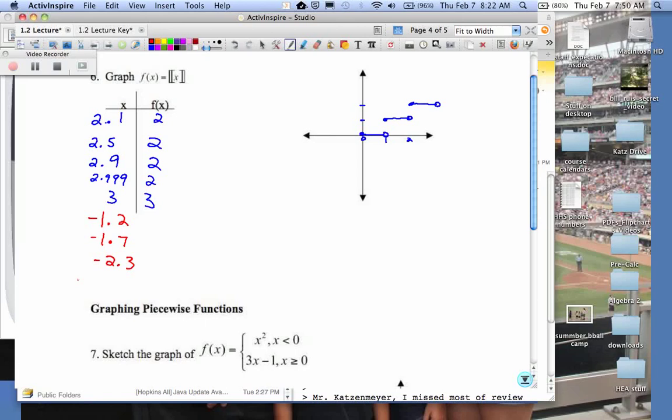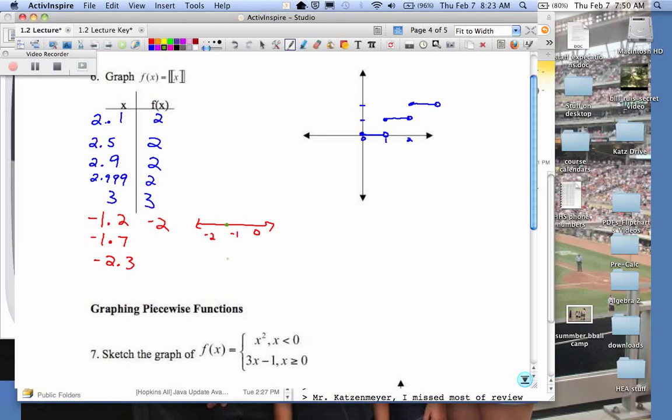Negative 1.2. Here's negative 1. Here's negative 2. You've got to do your number line. The numbers visually look like they're getting bigger as you go to the left, but you're getting more negative, so you're getting further away from 0, so you're actually getting smaller. So I said, here's 0, here's negative 1, here's negative 2. Negative 1.2 is right here.